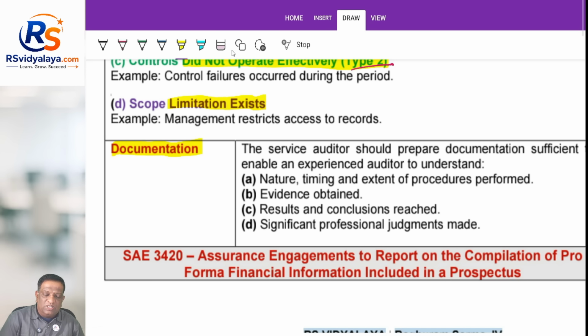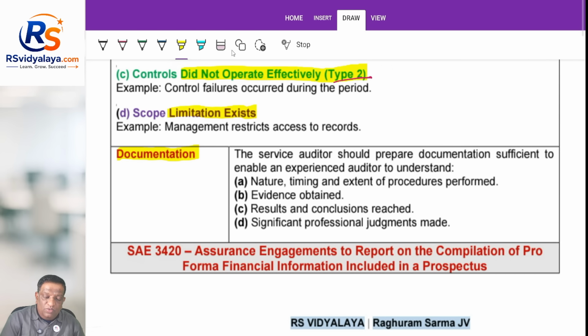is the documentation. So, what is that? The auditor should document. So, whom are we talking about? We are talking about only the service auditor. We are not talking about the user entity auditor. Mind you, in the entire standard, whether it talks about procedures to be performed, a report to be issued, or objectives, we are talking about only the service auditor. Why not the user entity auditor?